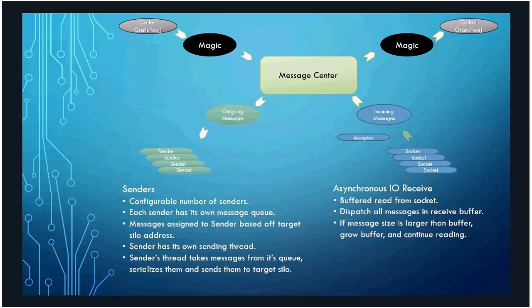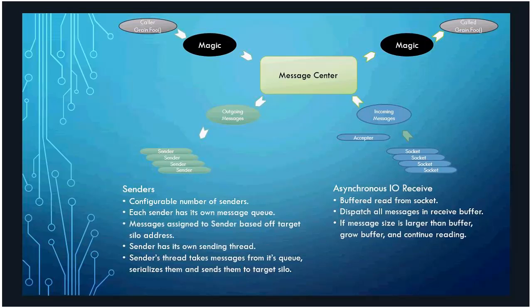Gabby, you're familiar with the senders and how the senders work, but that's kind of where I was when you came in. So each of the senders has its own queue for outgoing messages it's responsible for sending, and it has its own worker thread that reads from that queue, serializes the messages, and then sends them out to the target silo.